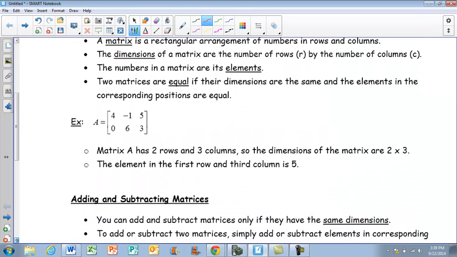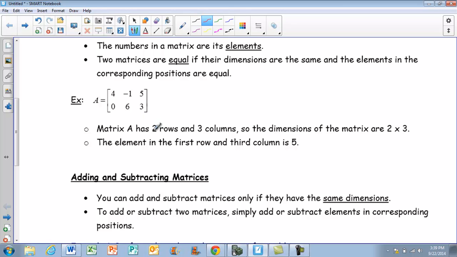So if you take a look, we just have an example matrix here. I have matrix A. It has 2 rows and 3 columns. And if we need to look at the element in the first row and third column, that's going to be the number 5.